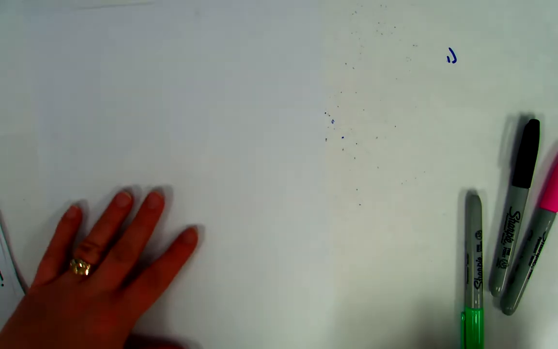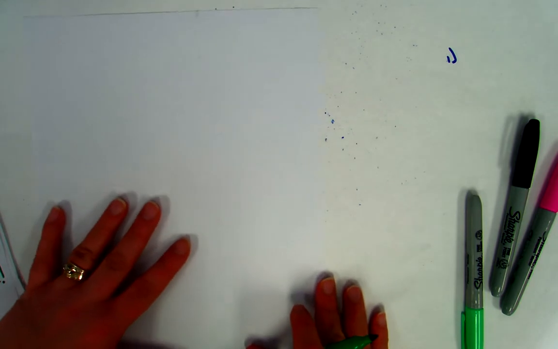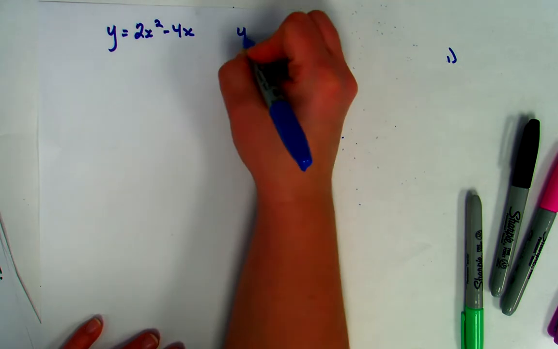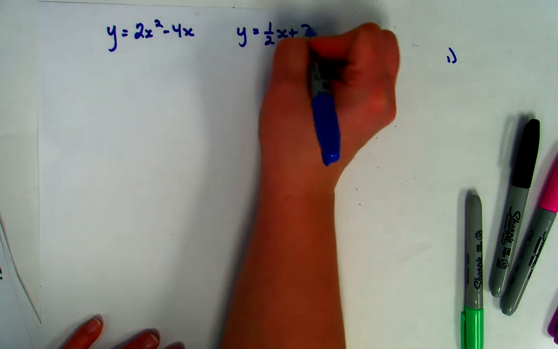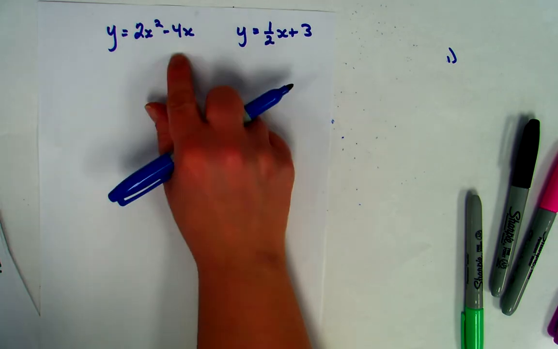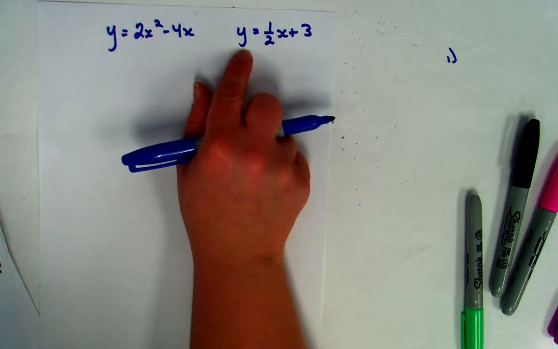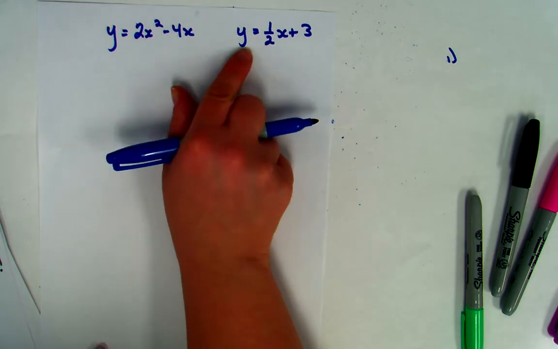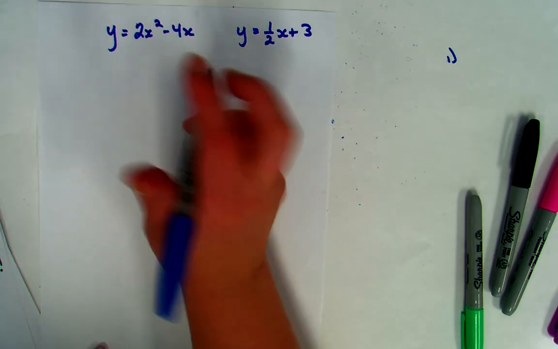The last thing I want to look at is function notation, because now we're going to start talking about more than one thing at a time. So I'm going to look at an example where I have y equals 2x squared minus 4x and y equals 1/2 x plus 3. So I have two different equations. One is a parabola, one is a line. So I could distinguish them that way. But what if they're both lines or both parabolas? So it's confusing because they're both y equals. So what I'm going to do is just change the notation.